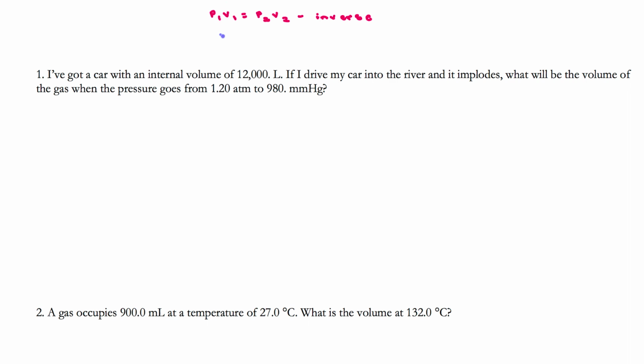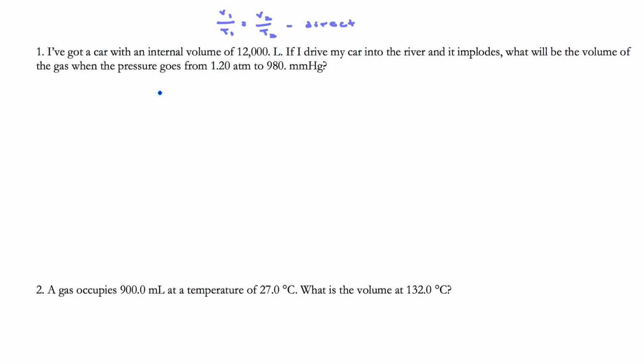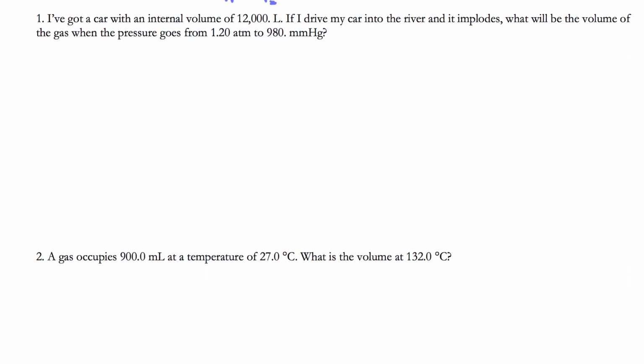The other gas law I talked about was Charles's law, V1 over T1 equals V2 over T2. And this equation looks different from Boyle's law, and it is because volume and temperature of a gas are directly related. When temperature of a gas increases, the volume also increases. So I'm going to have us go through quickly two more practice problems using Boyle's and Charles's law.